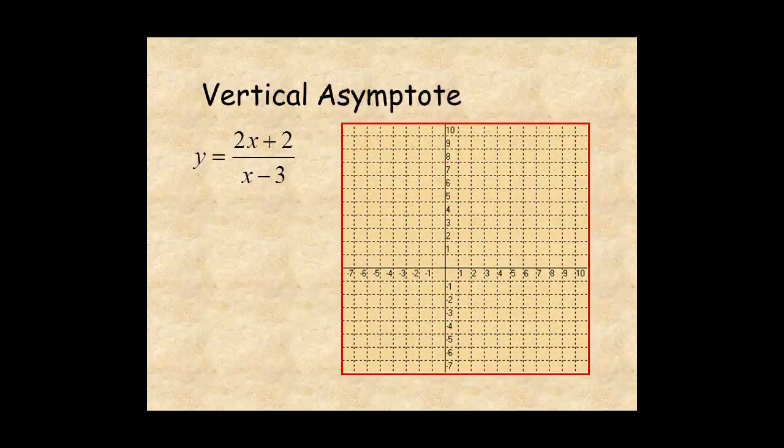The VA is the zero of the denominator. Set the denominator equal to 0 and solve. The VA for this function is the vertical line x equals 3.